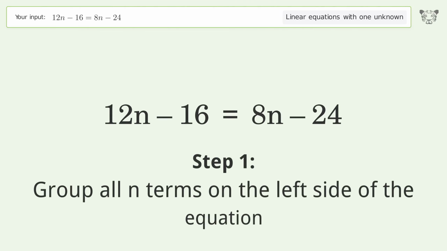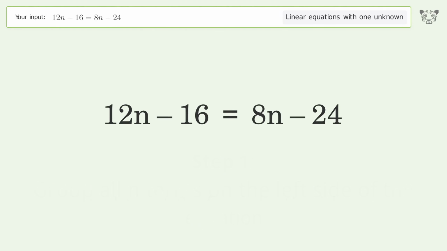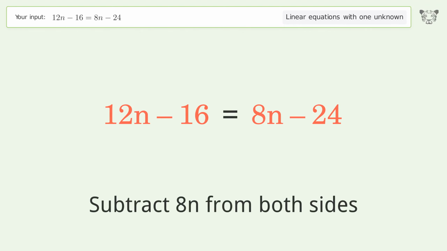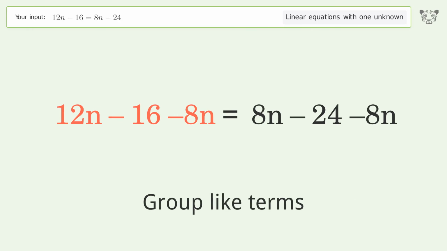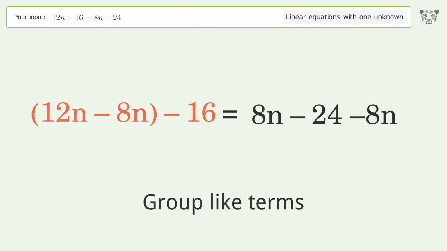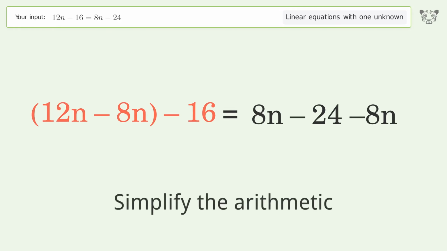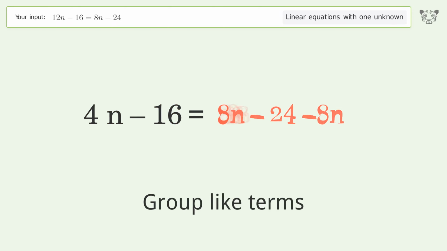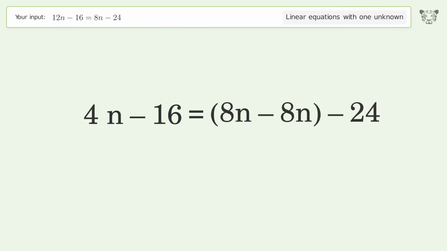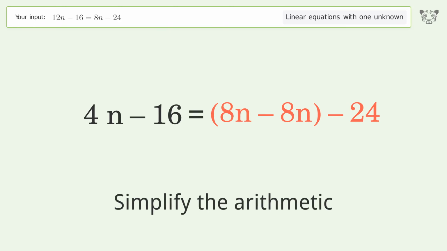Group all n terms on the left side of the equation. Subtract 8n from both sides. Group like terms. Simplify the arithmetic. Group like terms. Simplify the arithmetic.